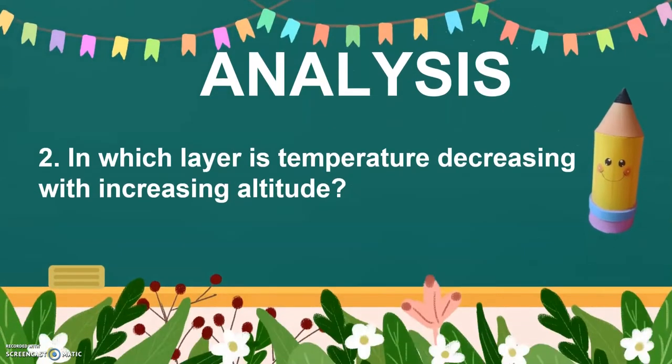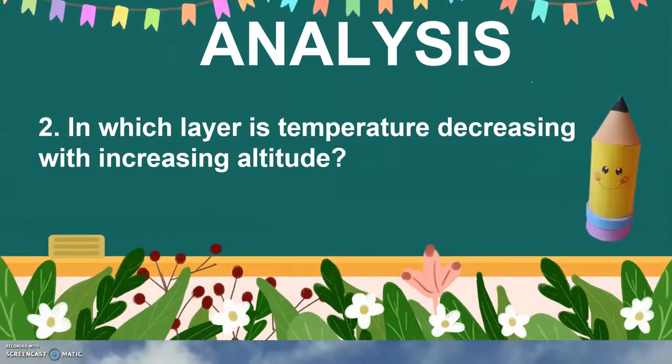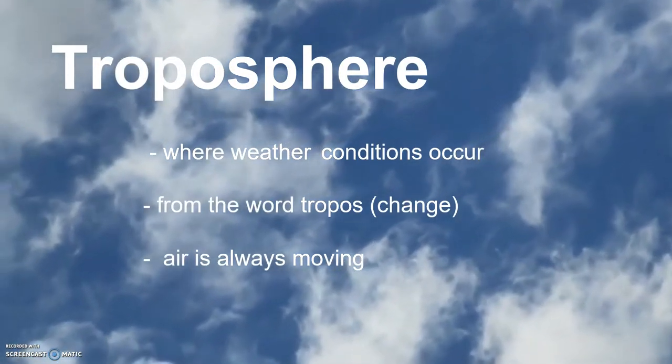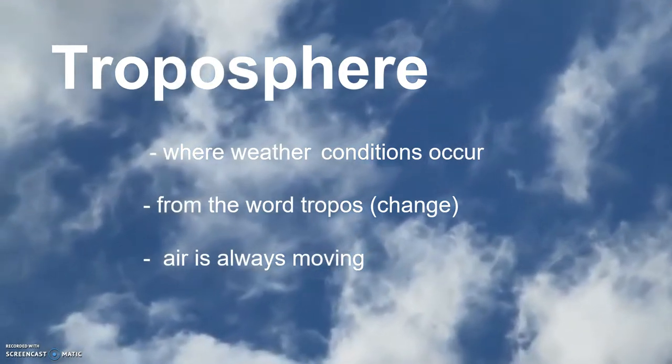Second question, in which layer is temperature decreasing with increasing altitude? Okay, we have troposphere and mesosphere. So those questions are very easy because they can be answered based on our activity. So let's now go deeper in each of the layers of the atmosphere. So basically, let's start with the troposphere.